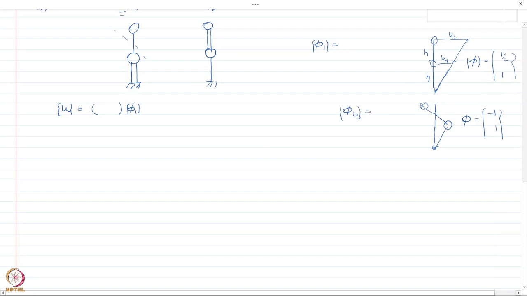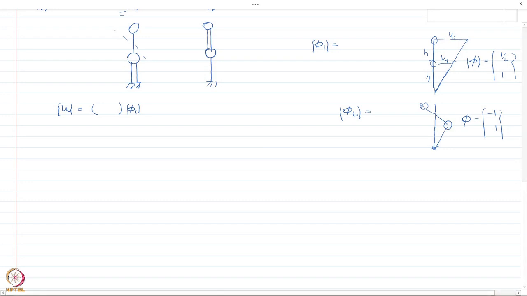Now, this is a 2 degree of freedom system. You could have a multiple degree of freedom system, and there could be different shapes. So these are the possible ways in which a structure can deflect, but I still don't know which deflected shape is going to be the closest or going to determine the overall response.